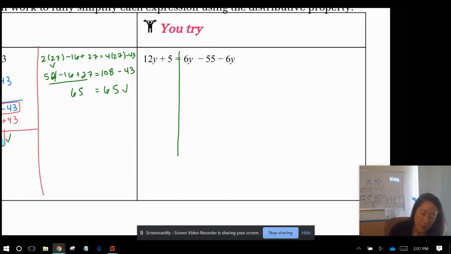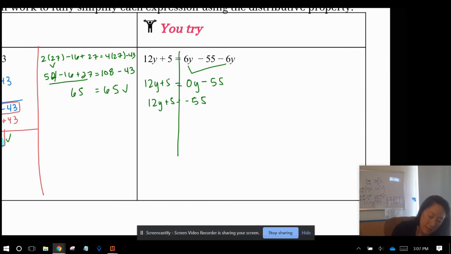What do we combine first? I'm going to combine this 6y and this minus 6y, giving me 0y. Minus 55 is equal to 12y plus 5. Okay, so I'm just going to rewrite this. 12y plus 5 is equal to negative 55.